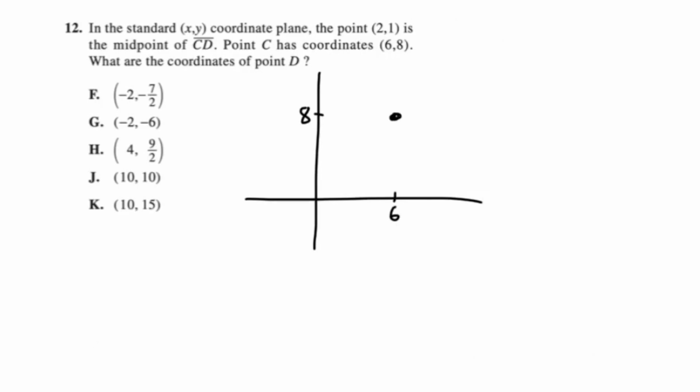So this is kind of a rough sketch, but there's C. And then there's a midpoint at 2, 1. So 2, 1, something like that. There's our midpoint. So if C is here, and this is the midpoint, D must be like down here somewhere.